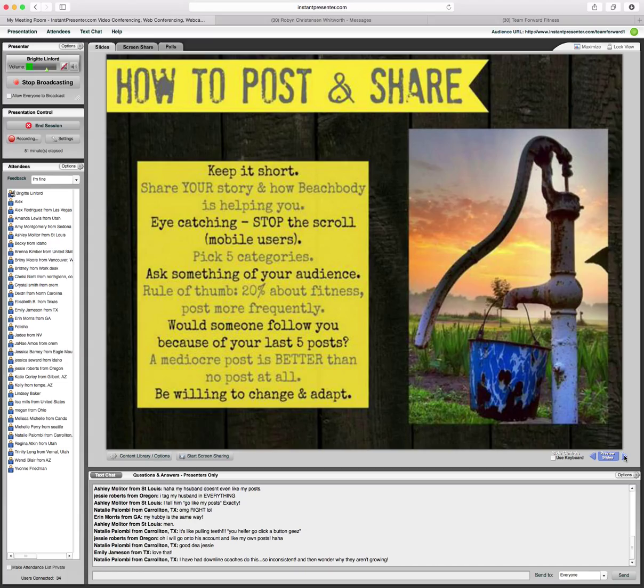Pick your 5 categories. So this is kind of your summary. Make sure that you are not just talking about fitness. You have a wide variety of things that you are talking about. Ask things of your audience.